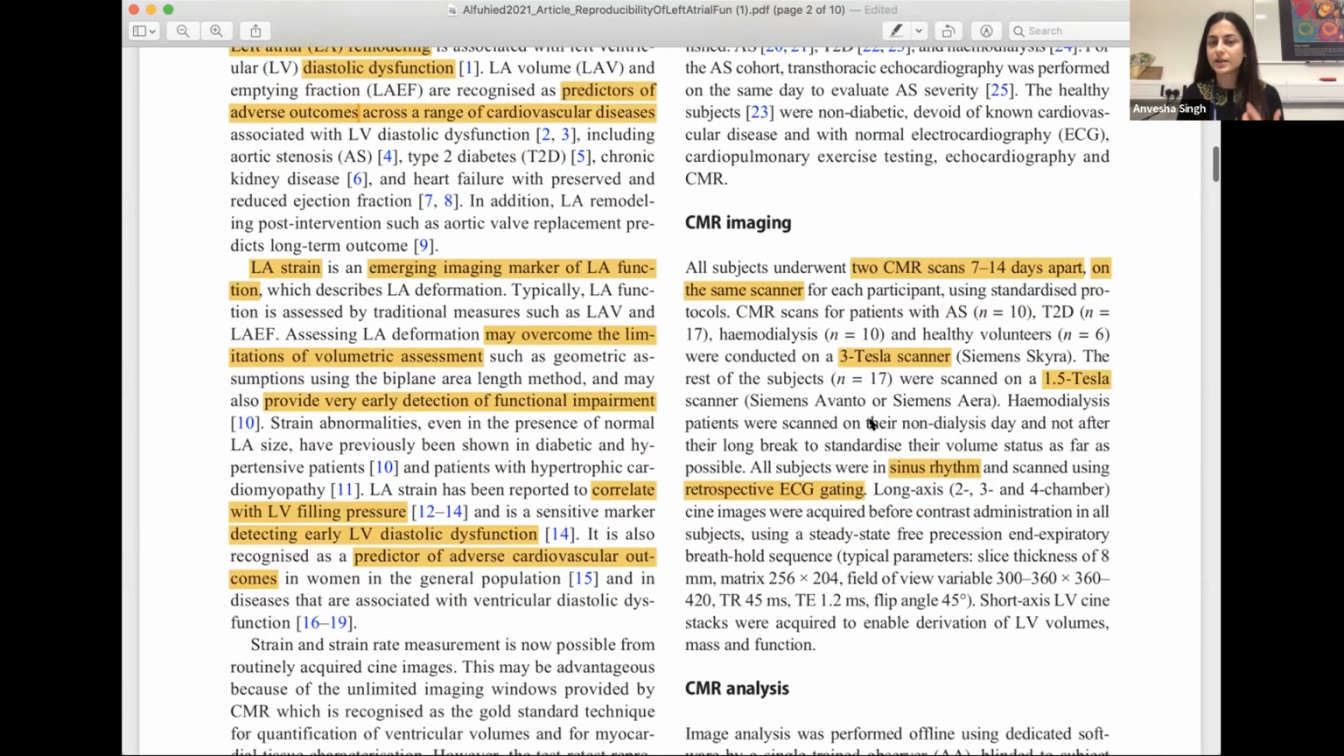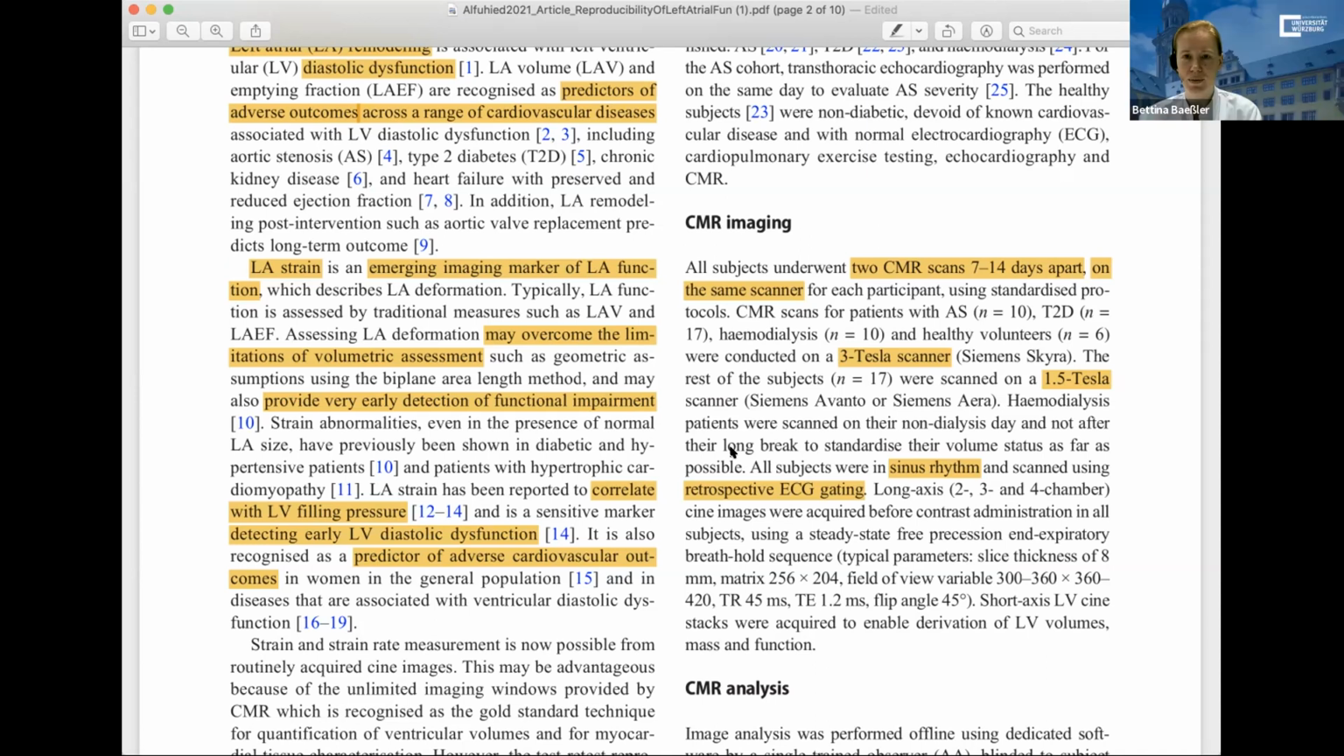They were deliberately scanned on their non-dialysis day and at the same time of their dialysis pattern to try and standardize the volume status as much as possible. But other than that, the general variability in hemodynamics is what we wanted to capture, because that's the whole purpose. In the real world, if you are going to monitor disease progression or LA strain progression, there will be some variation in the overall hemodynamics of the patient. So we want to include that in the variability assessment.